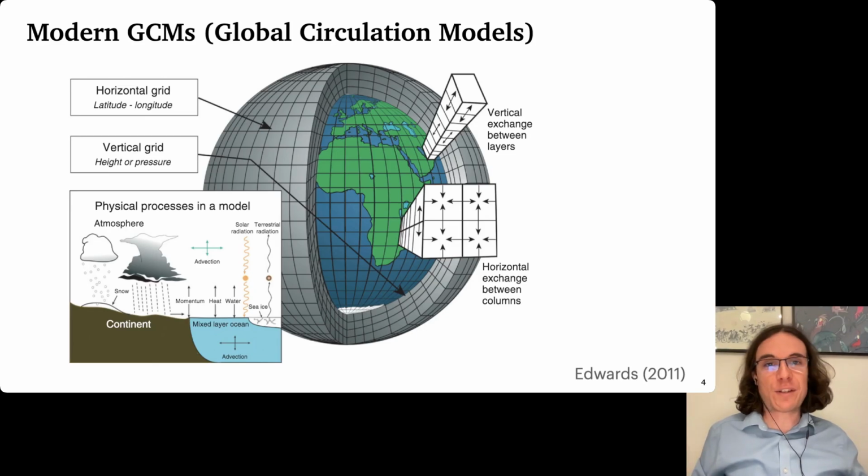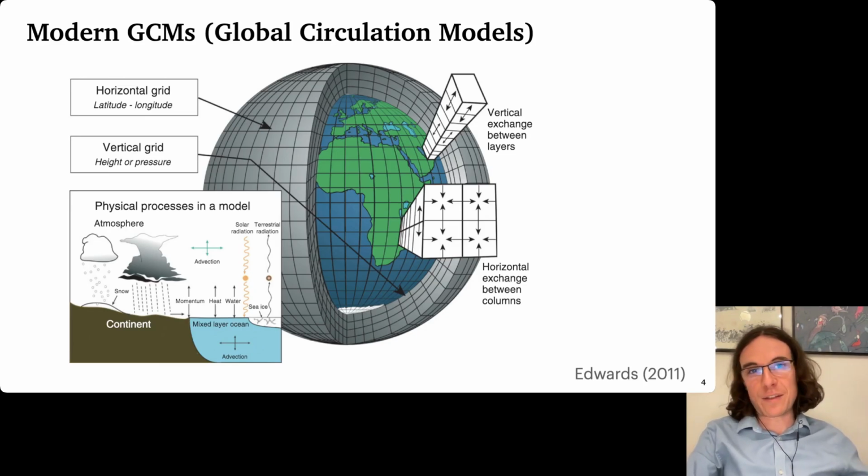So they're really interesting pieces of computation, and they take a lot of work, many decades in the case of the large models that go into things like the IPCC report and the graphics on the previous slide.